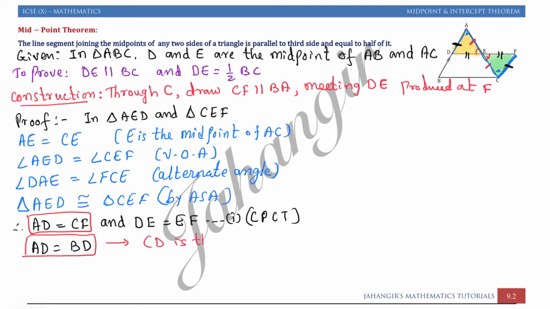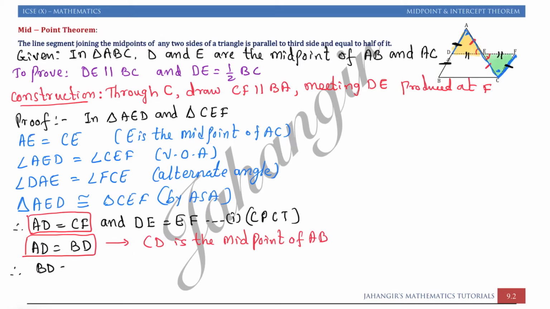Actually it is given D is the midpoint of AB. It is given. So therefore I can say CF and BD are equal. Therefore we can write CF and BD are equal.